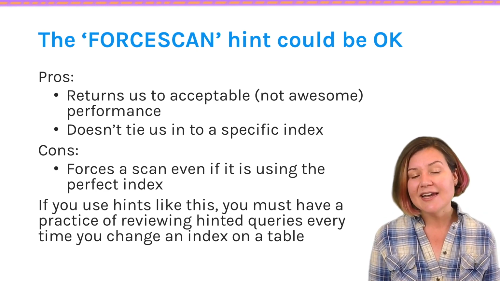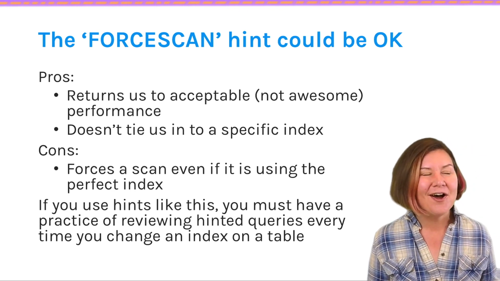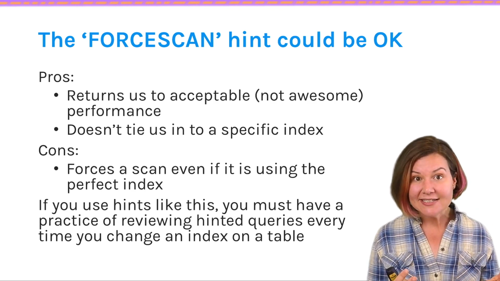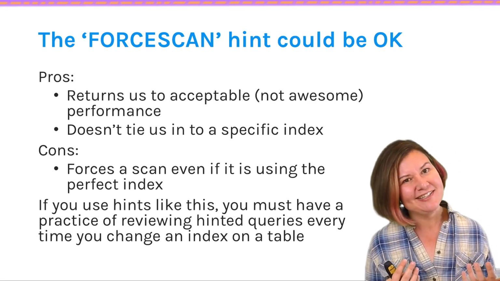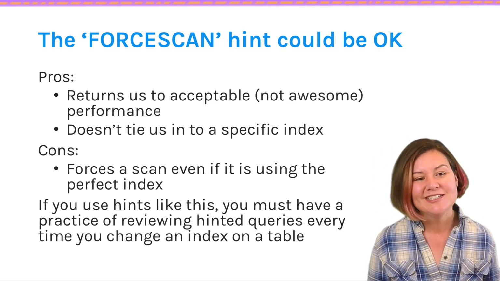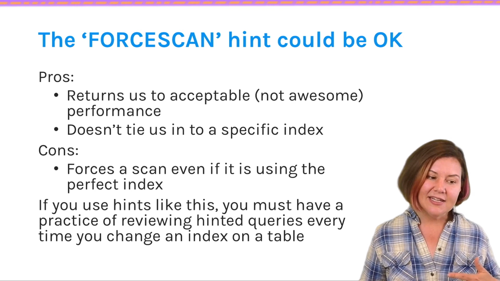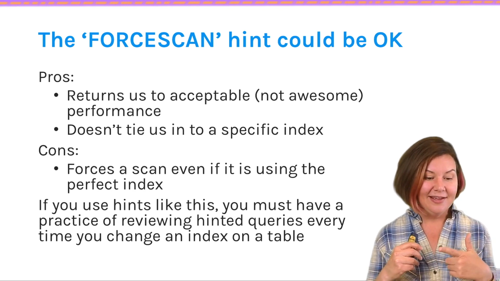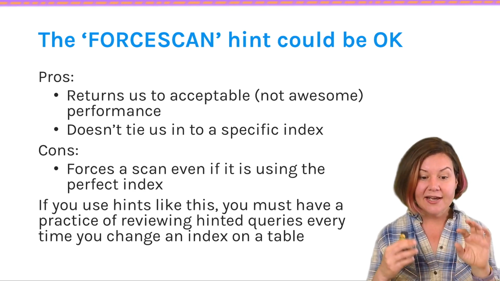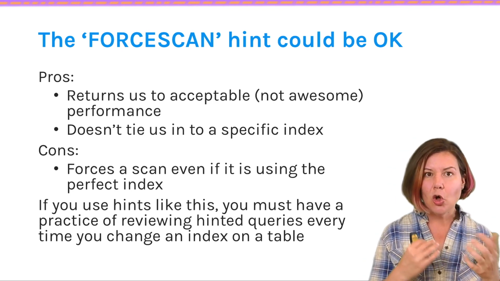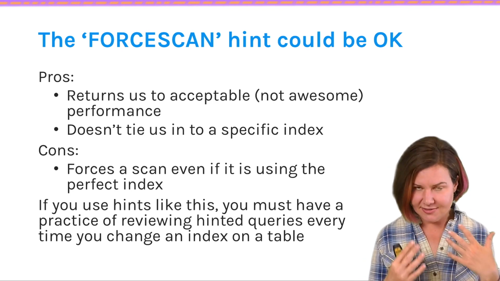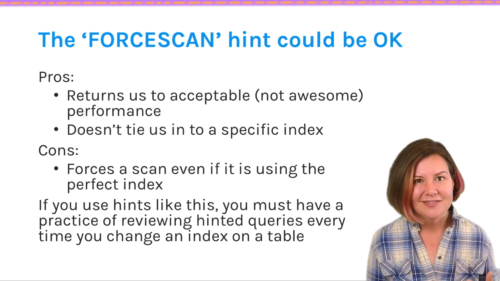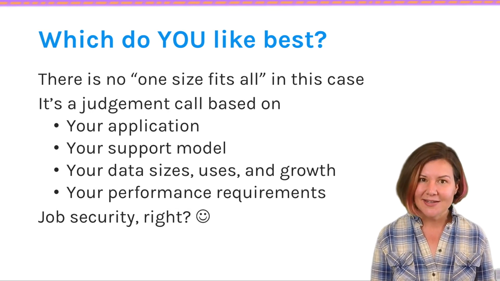That for scan hint, I don't hate it. It's hard to say I wholeheartedly love it, because if I'm forcing a scan and then the perfect index does come along, I'm going to be forced to scan that too. So the for scan hint can be useful if I do have that practice of every time I add or remove or change an index, I have the practice of before I do it, I check all of my hinted queries and double check if I should change them, because I might be forcing a scan when later on there's an amazing seek that could be possible.